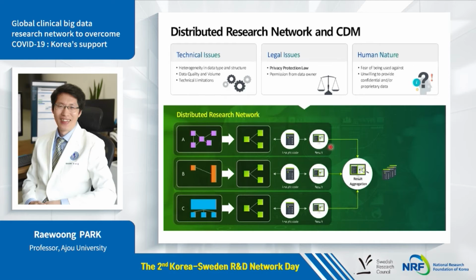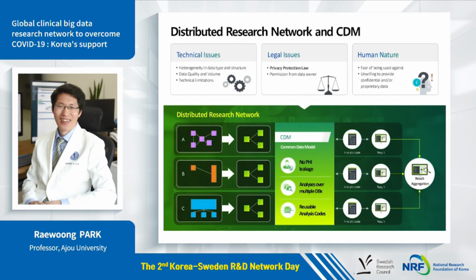So the researchers only gather the statistical analytic results, not the raw data sources. Then they can aggregate the results and know what they want from the hospitals. We call this a distributed research network. By doing this, no personal protected health information can go out from the hospital, the researchers can do analysis over multiple databases, and the analytic code can be reused multiple times.